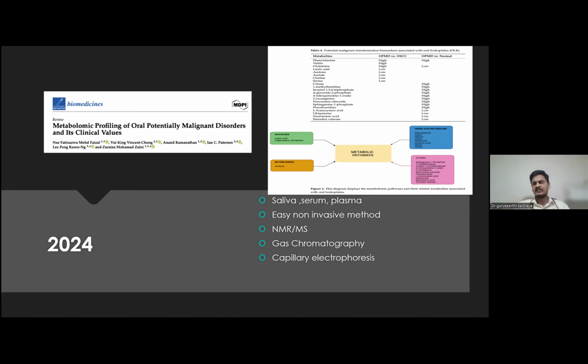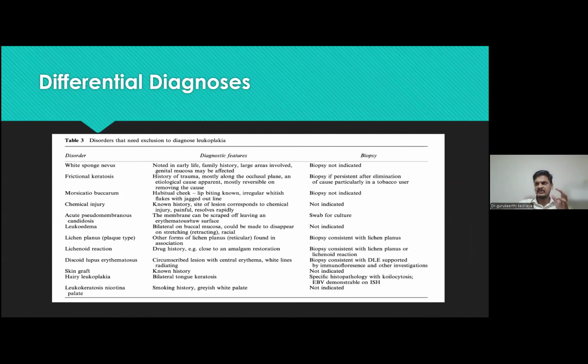This is done using various non-invasive methods of sample collection like saliva, serum, or plasma. And especially in oral cancers, saliva is the medium where we can do all this metabolomic profiling using various methods like NMR, that is nuclear magnetic resonance spectroscopy, mass spectroscopy, gas chromatography, and capillary electrophoresis. Though these are still in a primitive stage of experiment, in future we expect these to be incorporated in our daily clinical practice.